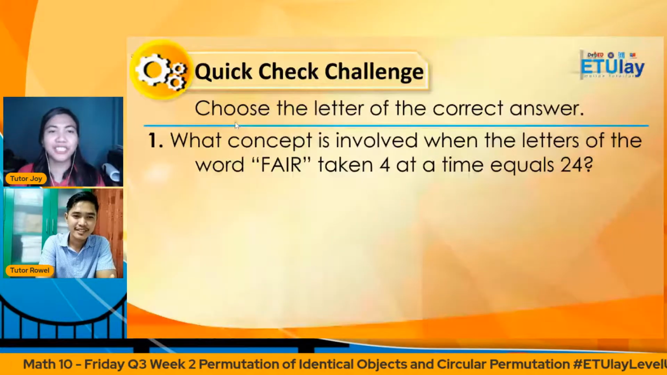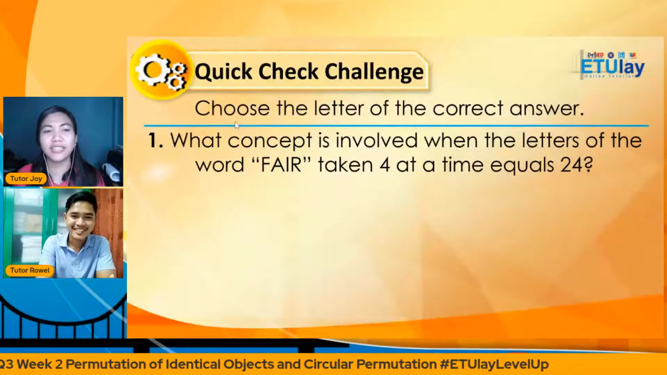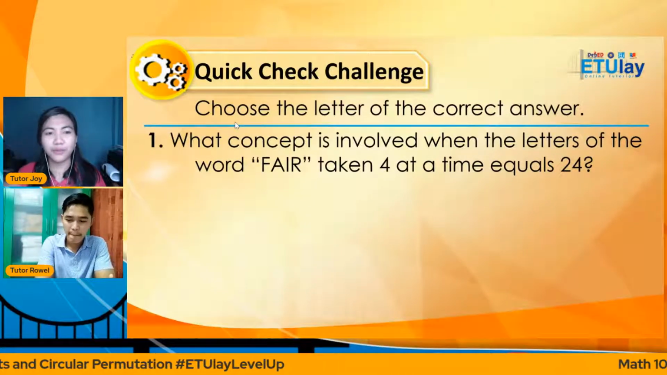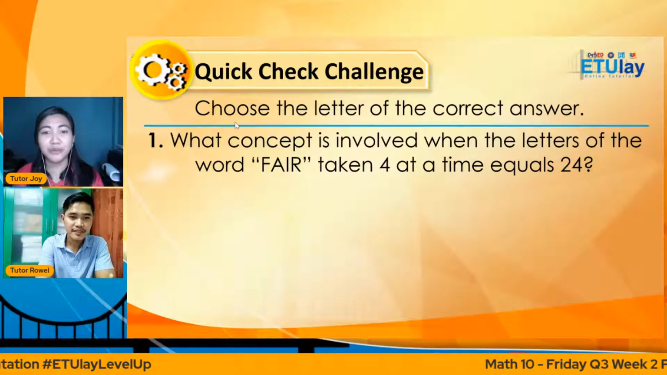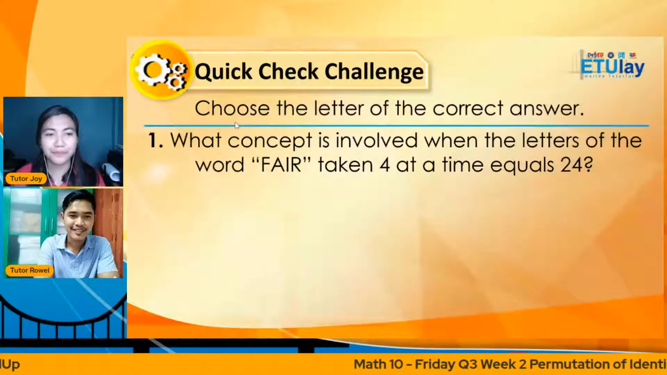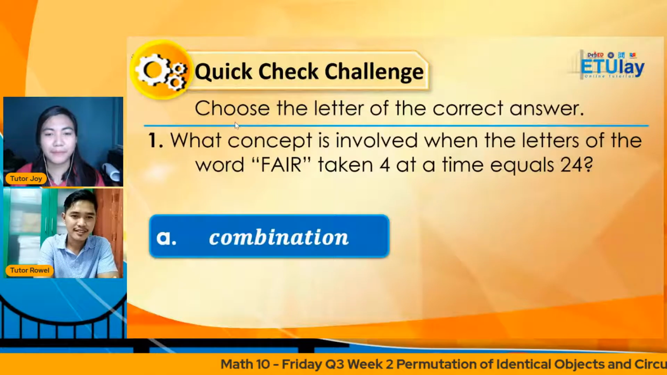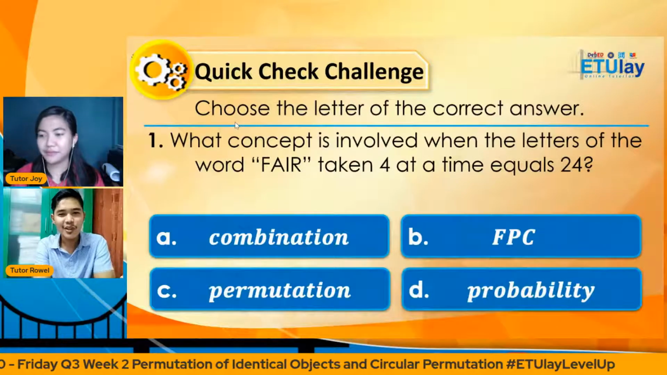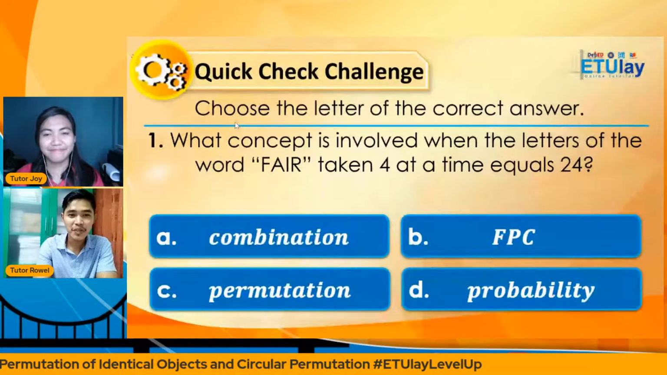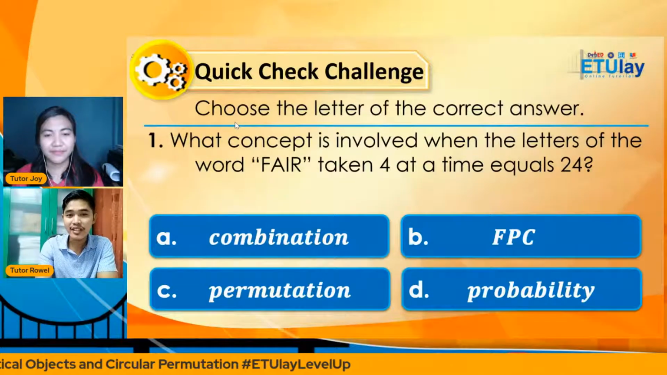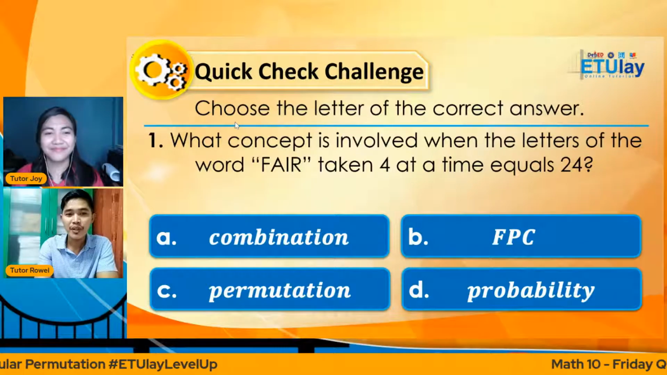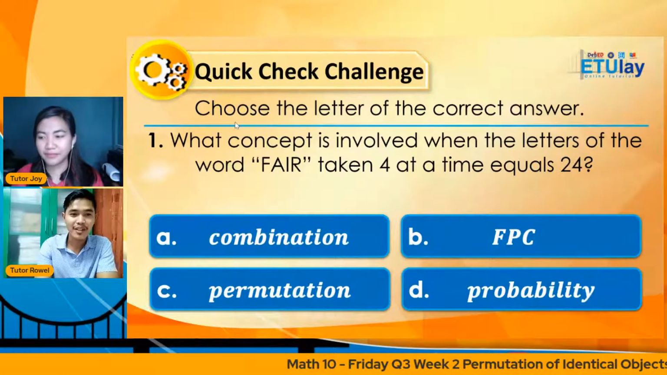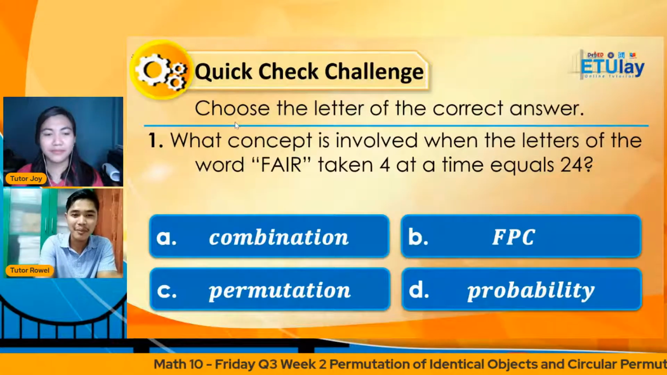So for the first quick check challenge, naku, mukhang easy sa kanila, Tutor Roel. What concept is involved when the letters of the word fair taken four at a time equals 24? Okay, ano kayong sagot dyan? Is it A, combination? B, FCP, fundamental counting principle. Letter C, permutation, and letter D, probability.